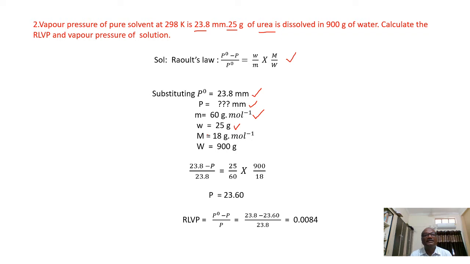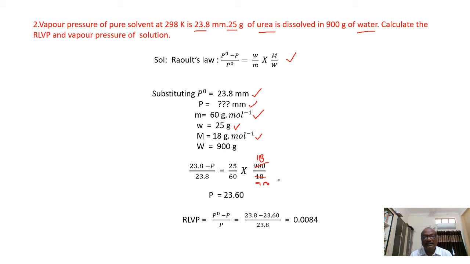The solvent is water, because it is 900 grams of water, so capital M will be 18. Next, capital W is again 900 grams. Let us substitute: 23.8 minus P divided by 23.8 is equal to 25 by 60 into 18 divided by 900.